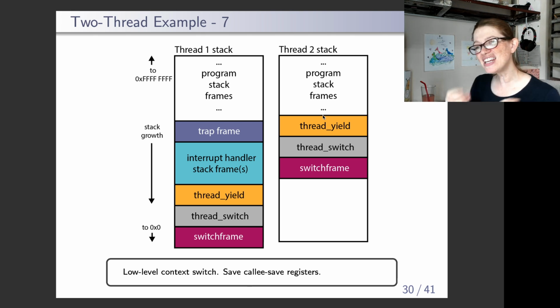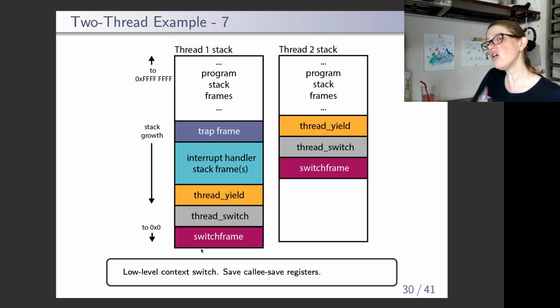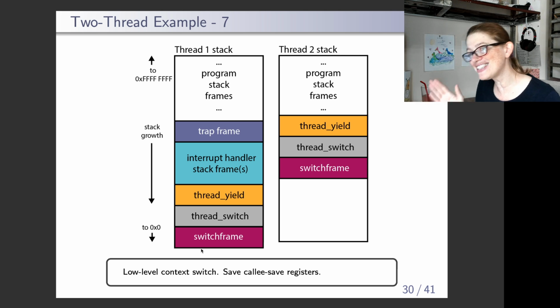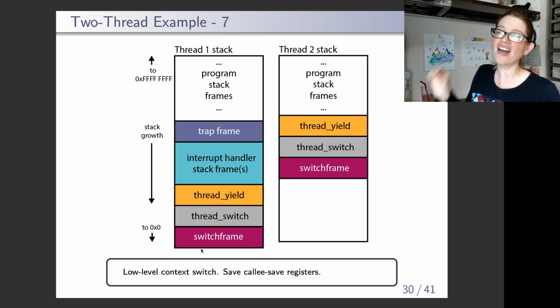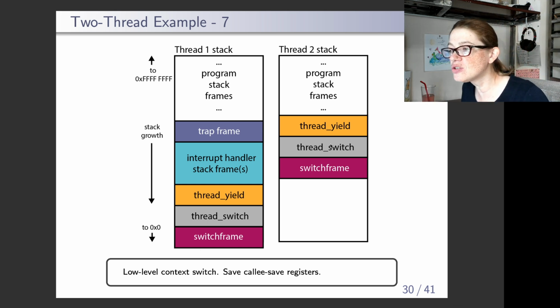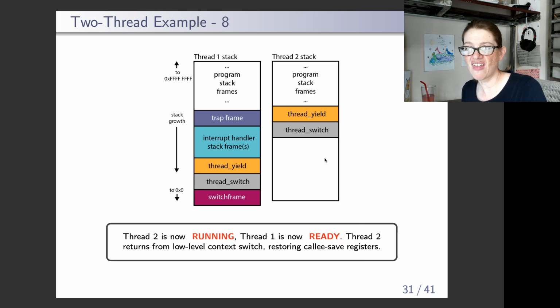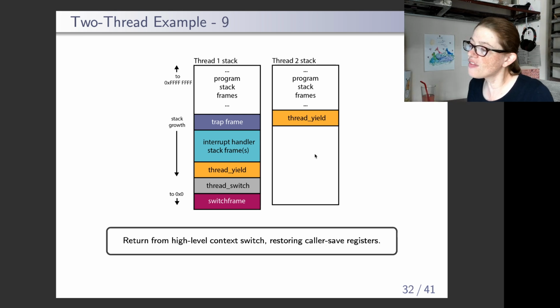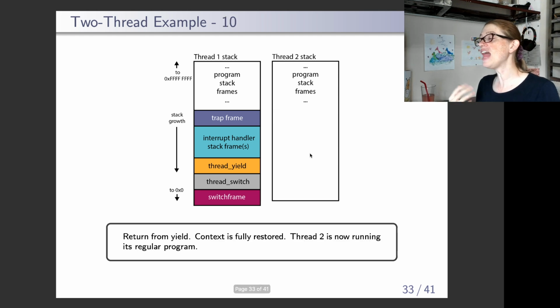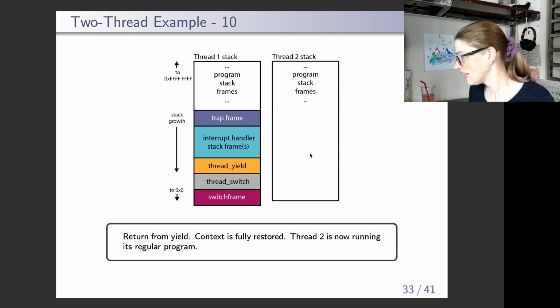Now, switch frame is an interesting function because it's going to do the low-level context switch, which means it's going to save the callee save registers for thread 1, but switch frame from thread 1 is also going to load the callee save registers for the new thread and then pop the switch frame off the stack of the new thread before returning to the return address, which is thread switch in the new thread. So it looks like that. Thread switch is going to return, then thread yield is going to return, and then thread 2 finally goes back to running.